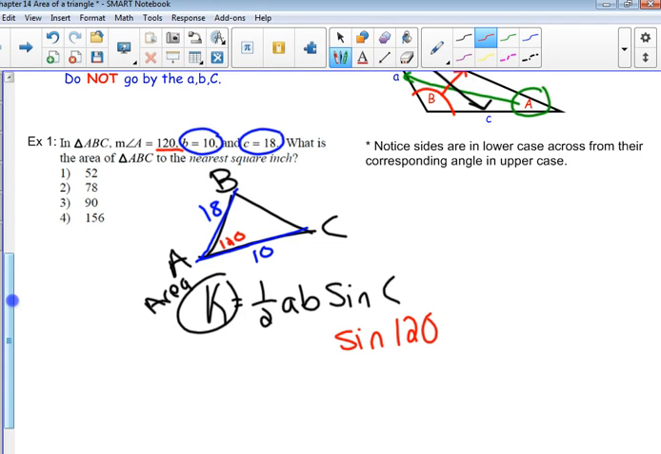I'm going to put my sine in. Now the A and B are just the two sides that make it up. So the two sides that form this angle are 10 and 18. Does it matter if you did 18 and 10? No, because multiplication is commutative. The order does not matter.